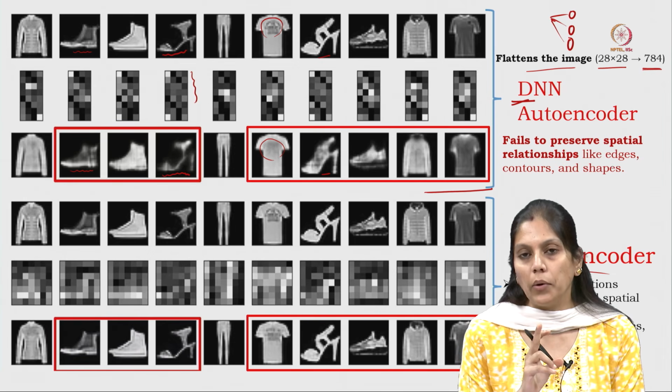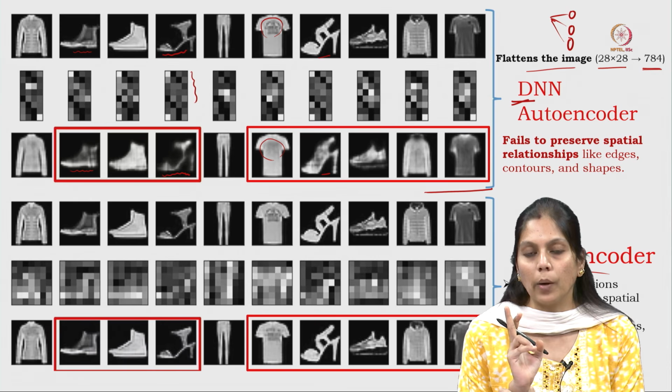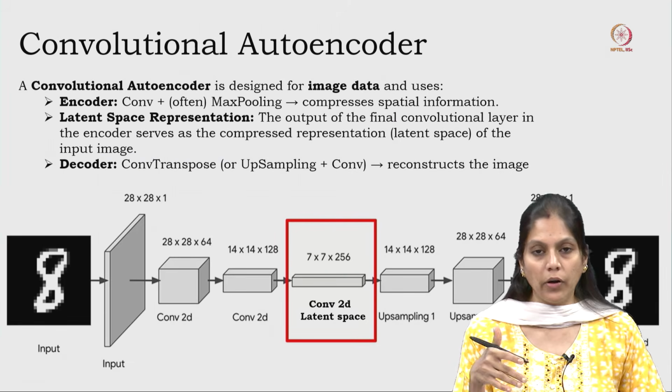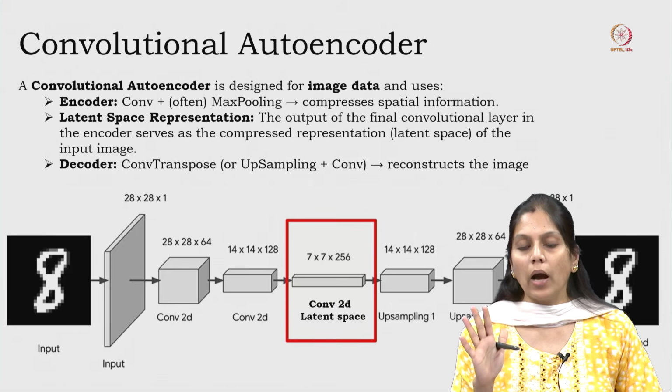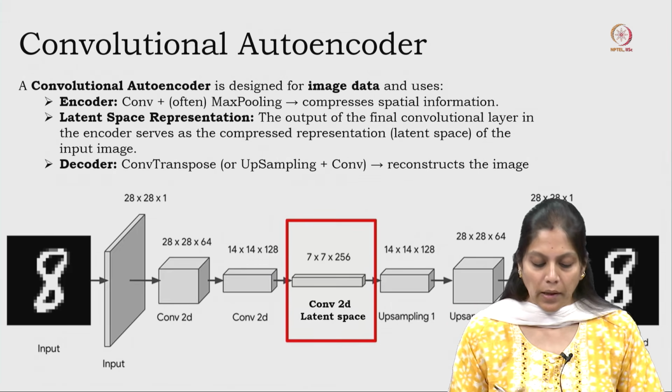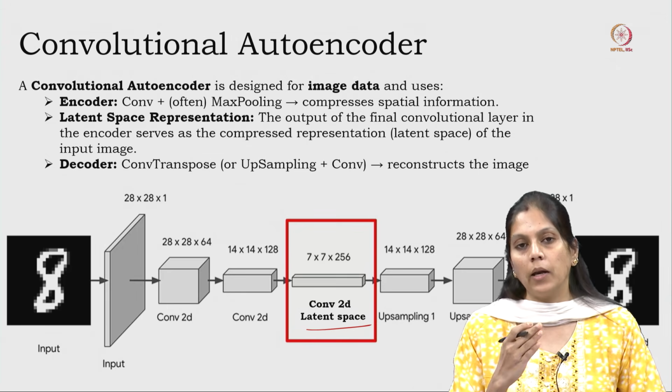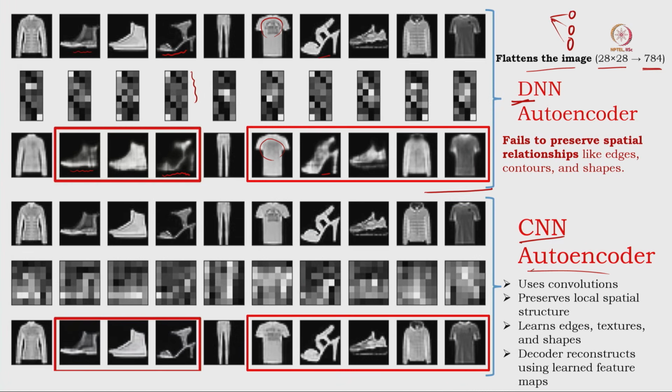That is the reason we are going with a CNN based autoencoder. Why CNN based? Are we using a flatten layer anywhere there? If you go back, have you used a flatten anywhere here? No, we are dealing with the feature maps only. This latent space will have the feature maps of the last layer in the encoder. Because we are using convolution, we are preserving all the local spatial structures, which means it is able to learn the edges, textures, shapes, and the decoder is going to learn from these feature maps.